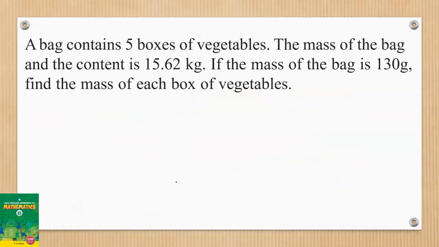A bag contains 5 boxes of vegetables. The mass of the bag and the content is 15.62 kilograms. If the mass of the bag is 130 grams, find the mass of each box of vegetables.